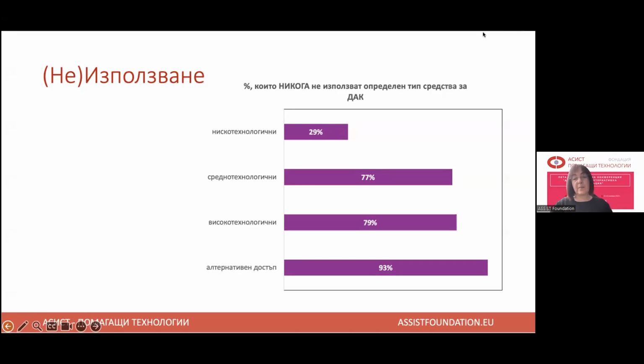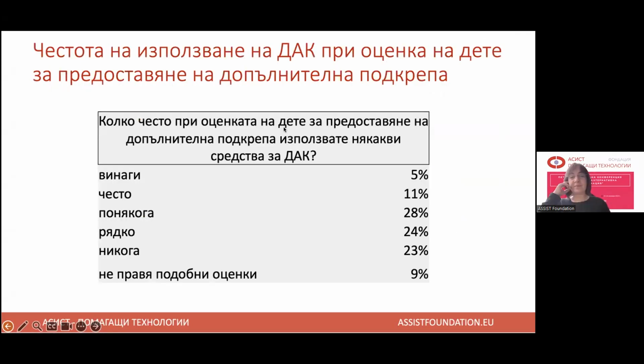However, when we speak about the medium tech and high tech and alternative access, the results are between 77% and 93% of them not using these. As a link with the discussion, which was yesterday, let me show you some other results.